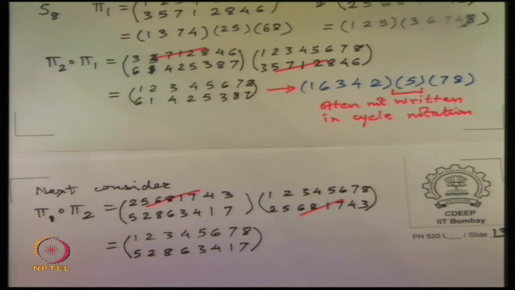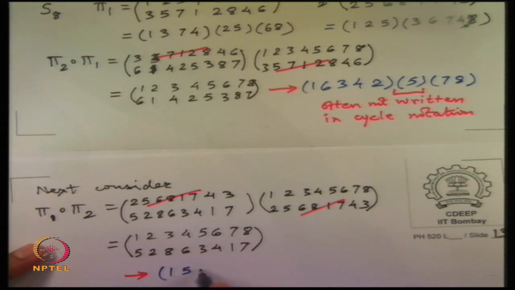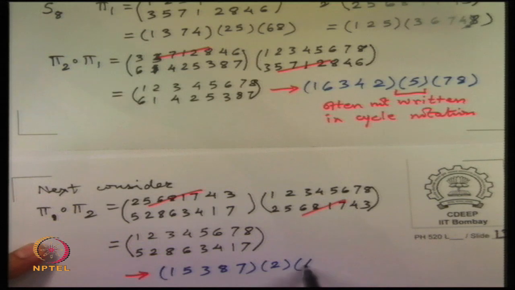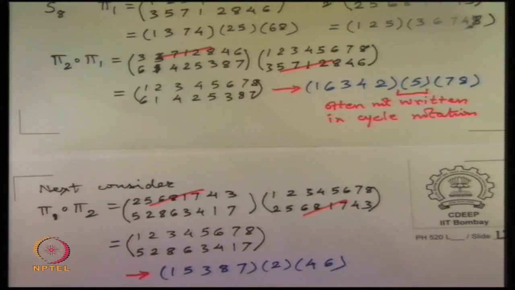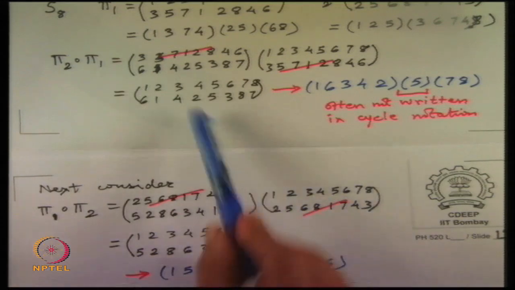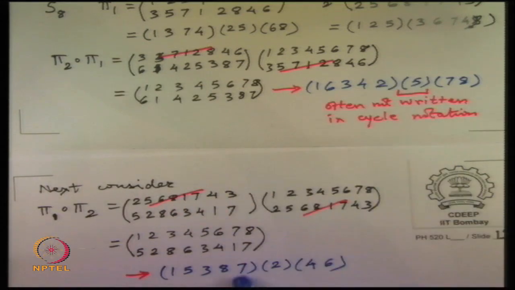And what does that become in cycle notation? 1, 5, 3, 8, 7, that is one cycle, 2 goes to 2, and 4 goes to 6 and 6 goes to 4. Now what we observe is that of course pi 2 pi 1 is not the same as pi 1 pi 2; they are different elements. But the cycle structures are identical. So the order of multiplication produces the same cycle structure. This is going to be useful for proving that conjugacy classes all have exactly the same cycle structure. Okay, so we will continue next time.